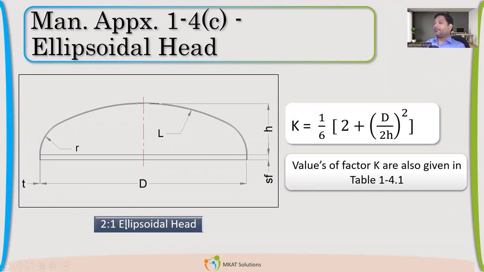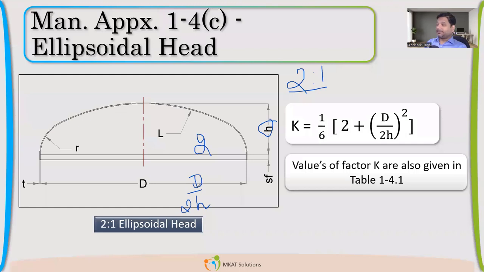So if you put in 2:1 for D by 2H, what will it become? For a 2:1 ratio, what will my D by 2H be? D is the inside diameter, H is the depth. So what will D by 2H be in terms of value? It's a simple question. For 2:1, what will this term D by 2H mean? I'm not talking about H, I'm talking about the D by 2H ratio.